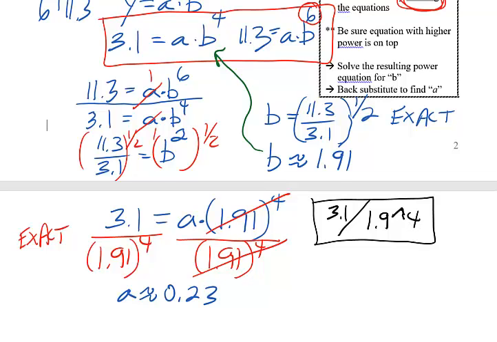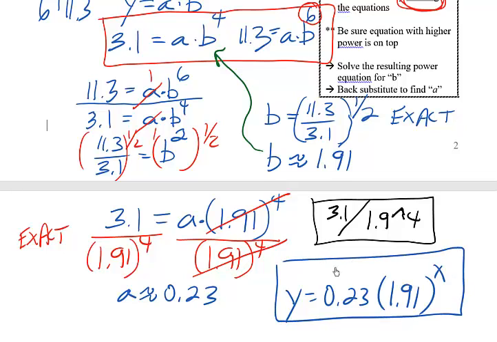All that's left is to write our answer. We now have a and b. I just need to fill them in. Looks like my final exponential equation is y equals 0.23 times 1.91 to the x. This method will work every single time you're given 2 points and you can't just tell the values of a or b.